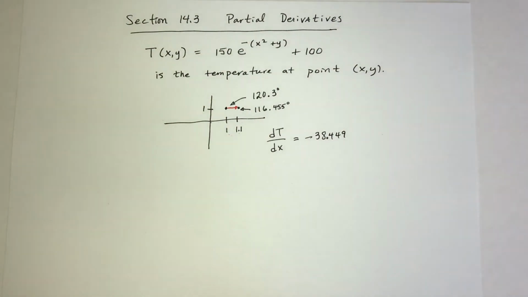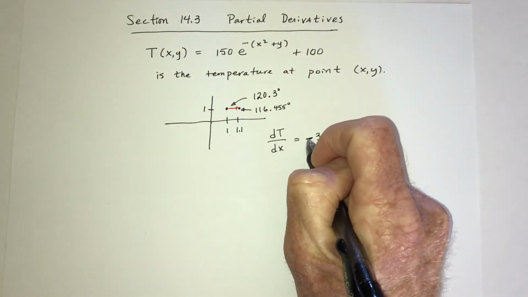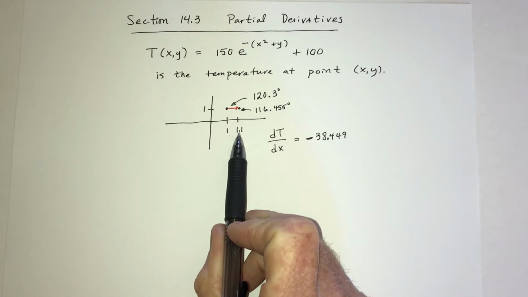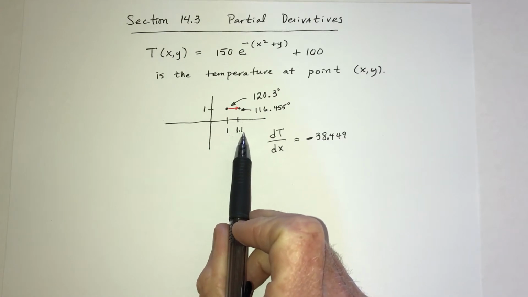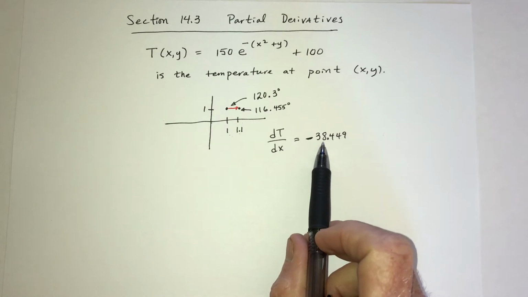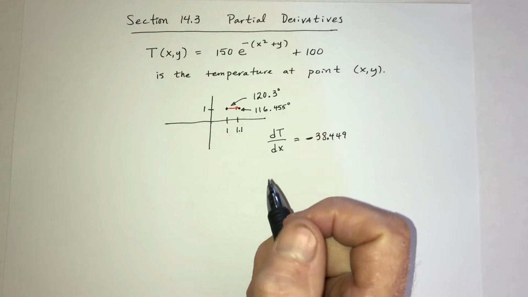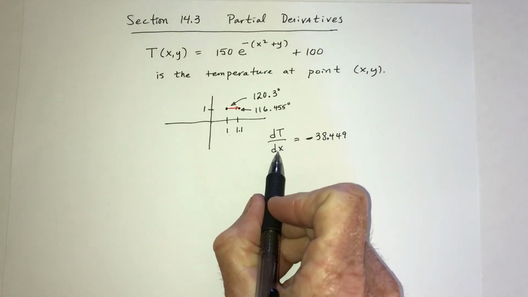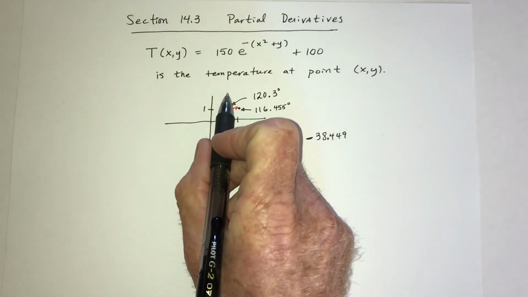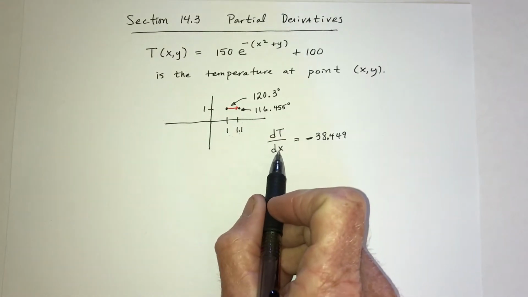Now let's find the actual derivative. So this right here is an approximation for the derivative. If I had used 1.0001, the number I get here would even be a better approximation for the derivative. So how do you find the derivative? Well, you can go in two directions. You can go in the x direction, or I could have gone in the y direction. This is going in the x direction. That's what this dx is saying.